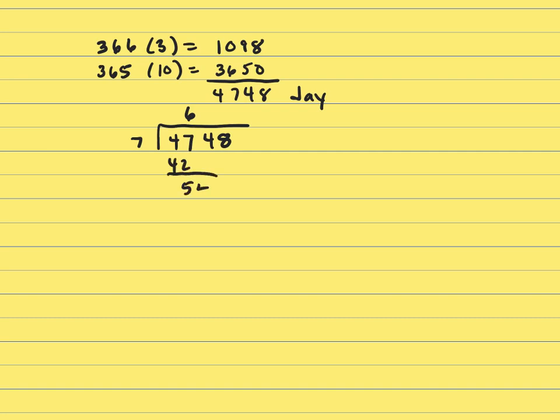Divide 4748 by 7. 7 will go into 47 6 times. 6 times 7 is 42. With a remainder of 5, bring down the 4, and that's 54. And that will go 7 times. 7 times 7 is 49, with a remainder of 5. And bring down the 8. 7 will go into 58 8 times. 8 times 7 is 56, with a remainder of 2.